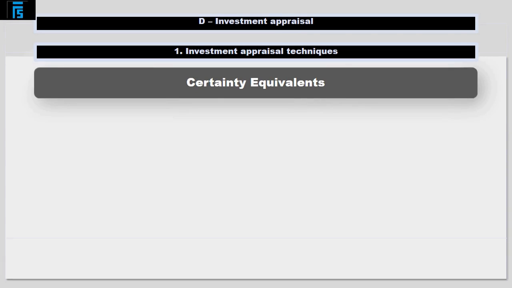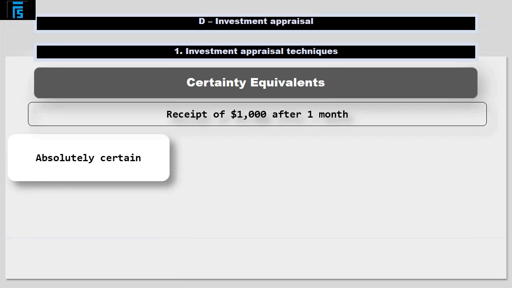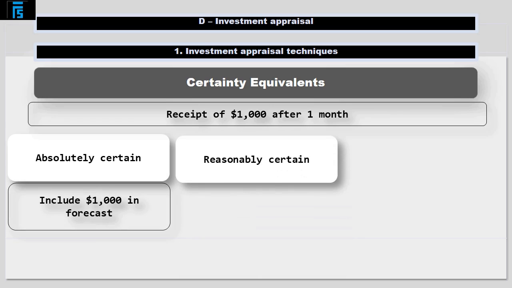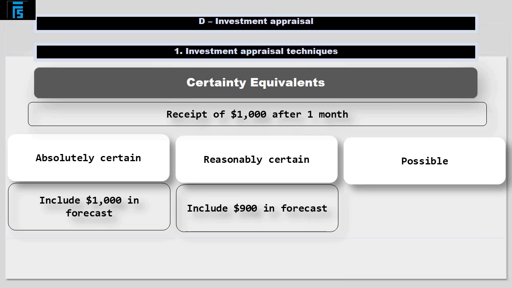Finally, let's consider certainty equivalence. This is something we tend to do naturally. Consider the receipt of $1,000 we may be receiving in a month's time. If you're absolutely certain it will arrive, we may include it in our forecasts as $1,000. If you're reasonably certain, but not absolutely certain it will arrive, we might include it at, say, $900. If we think it could possibly arrive, but we're not at all certain, we might include it at, say, $250.